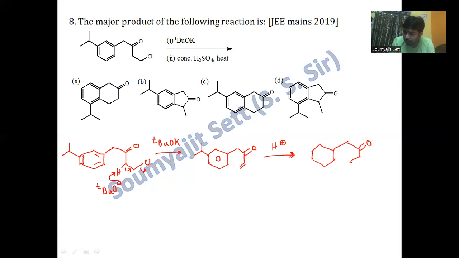Now which position will be preferred? Obviously the carbocation will be formed at the terminal position. Though it is primary, it will still be formed because this is an electron withdrawing group. If a secondary carbocation is formed, that will be unstable. And then what will happen?